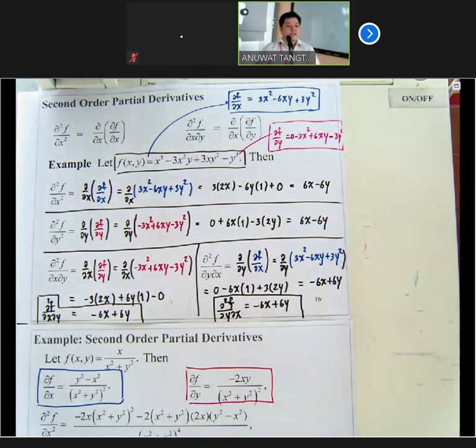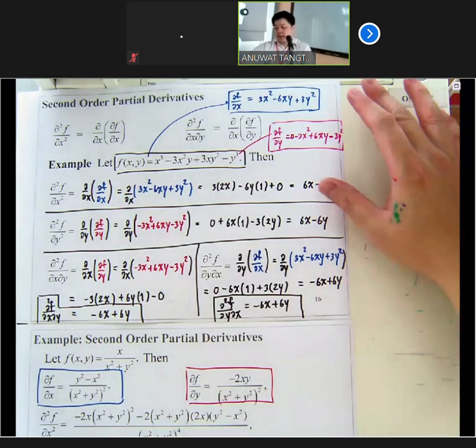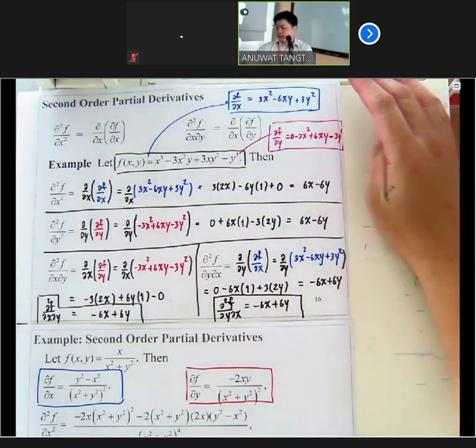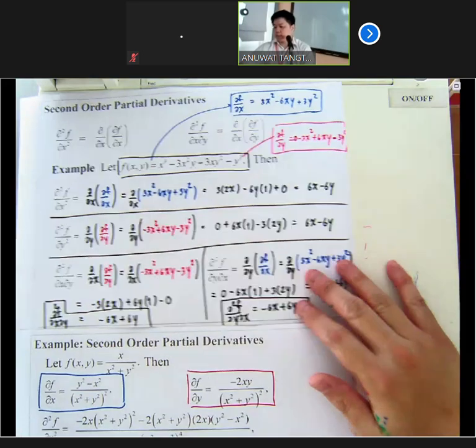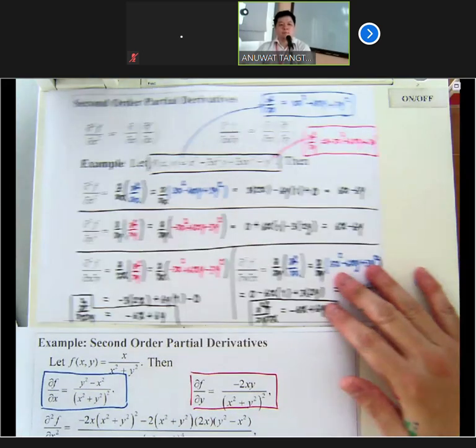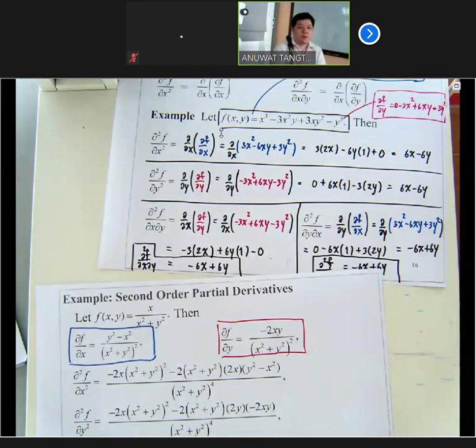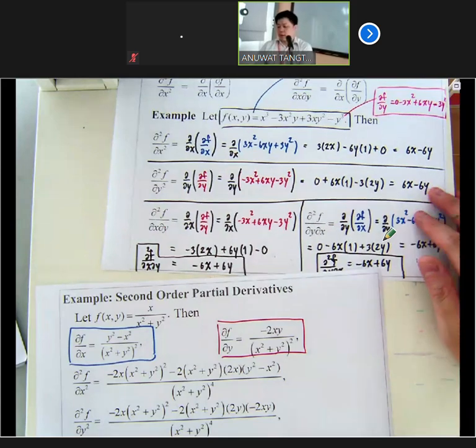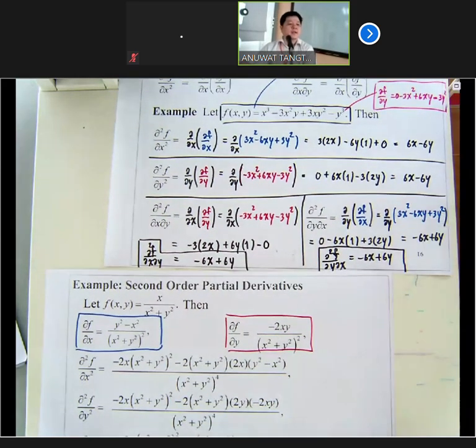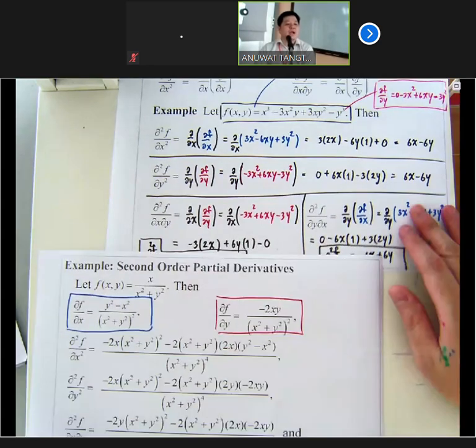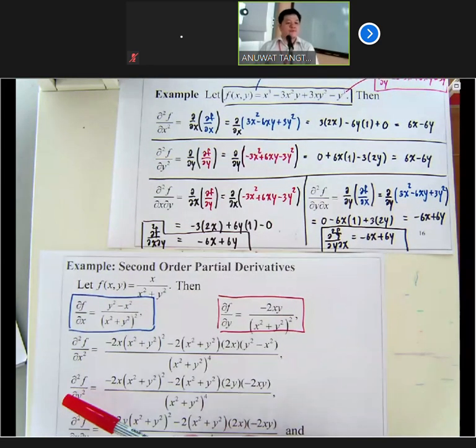Now, if we want to find the second order partial derivative of this function, there will be 4 types of second order partial derivative. Now let's try to do each one. Okay, now let's look at the second order partial derivative. Let's do d square f by dx square and d square f by dy square first.